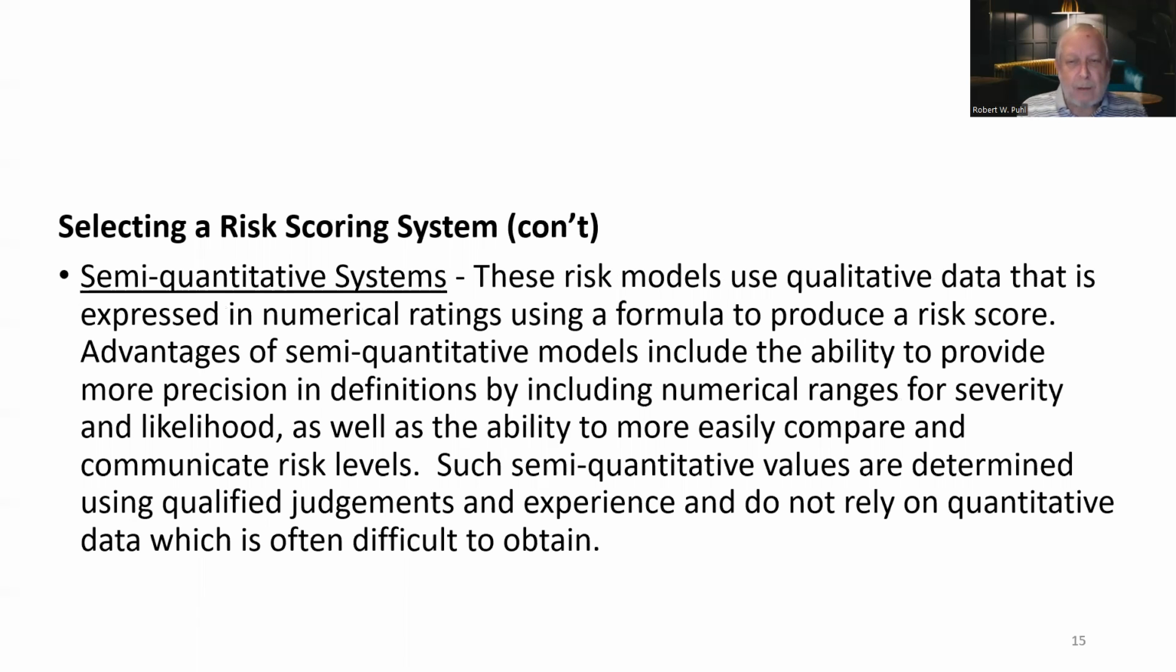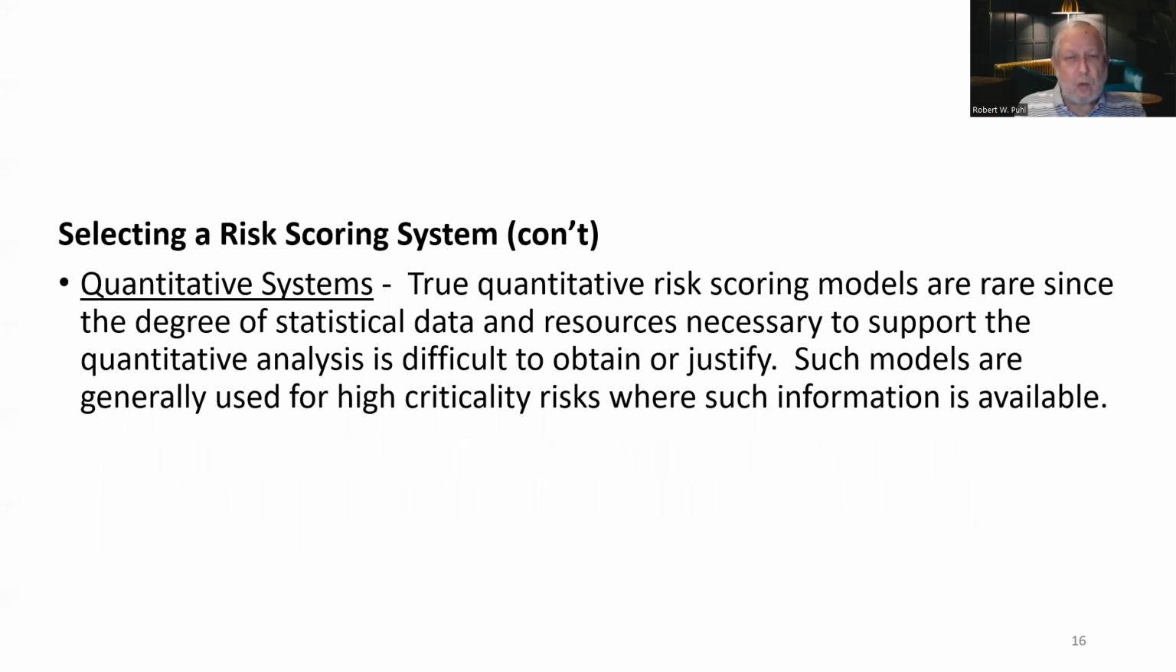Advantages of semi-quantitative models include the ability to provide more precision in definitions by including numerical ranges for severity and likelihood, as well as the ability to more easily compare and communicate risk levels. Such semi-quantitative values are determined using qualified judgments and experience and do not rely on quantitative data, which is often difficult to obtain. Quantitative systems: true quantitative risk scoring models are rare, since the degree of statistical data and resources necessary to support the quantitative analysis is difficult to obtain or justify. Such models are generally used for high criticality risks where such information is available. So basically, in this course, we're not even going to use them.